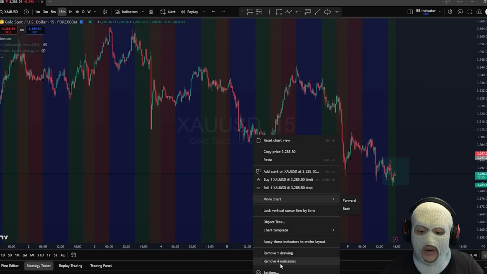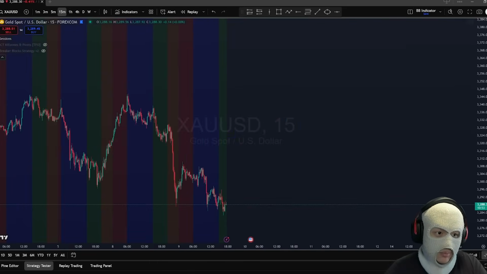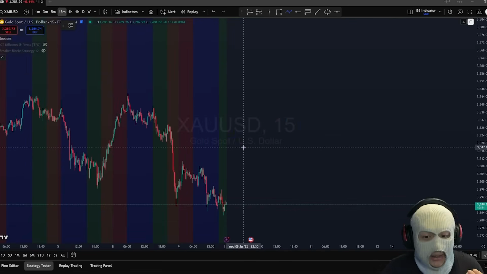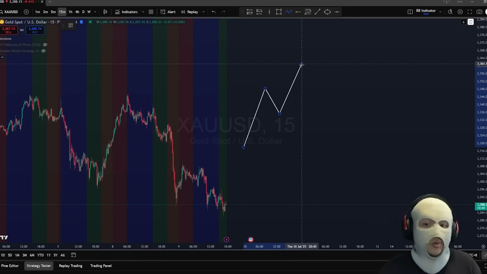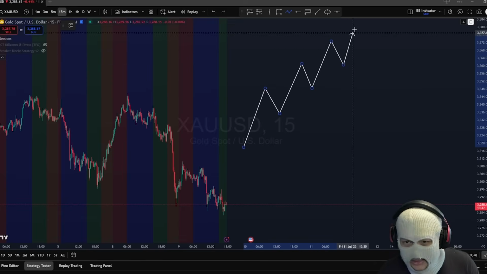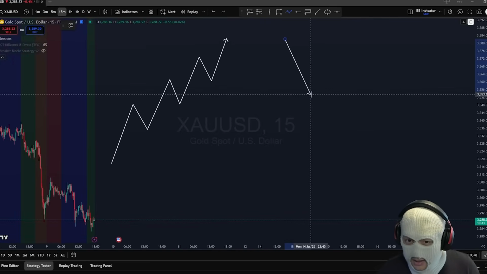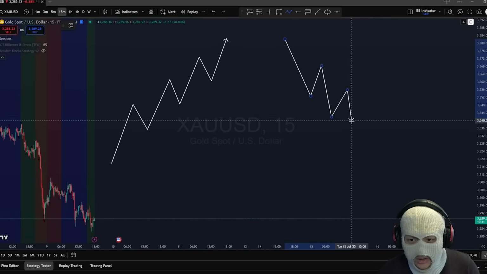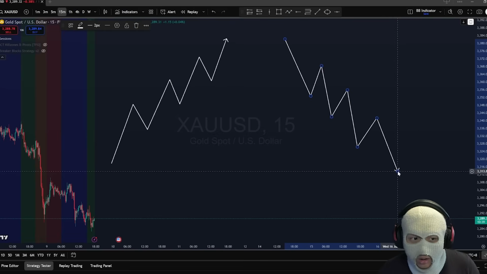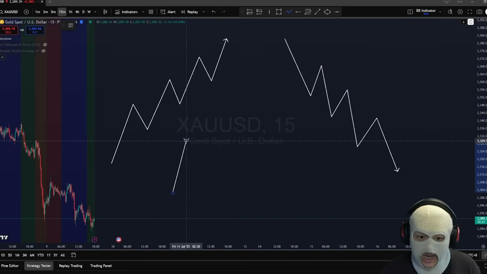Okay, let me just clear the charts right here, like this. Let's do some drawing. All right, the market can continue creating very aggressive pushes towards the upside, creating higher highs and higher lows. Or the market can give us a push lower, creating lower highs and lower lows. Or price can range about.